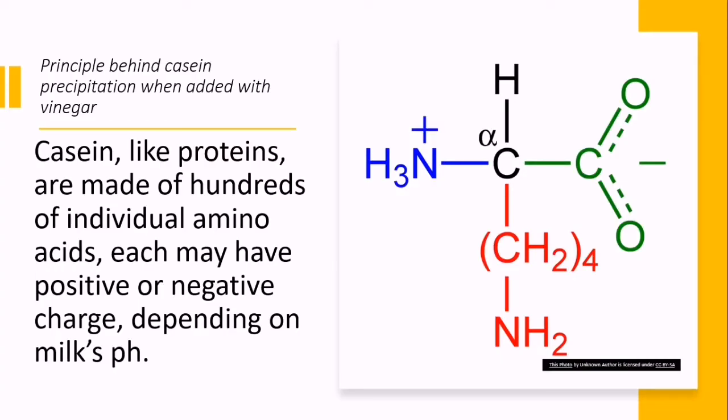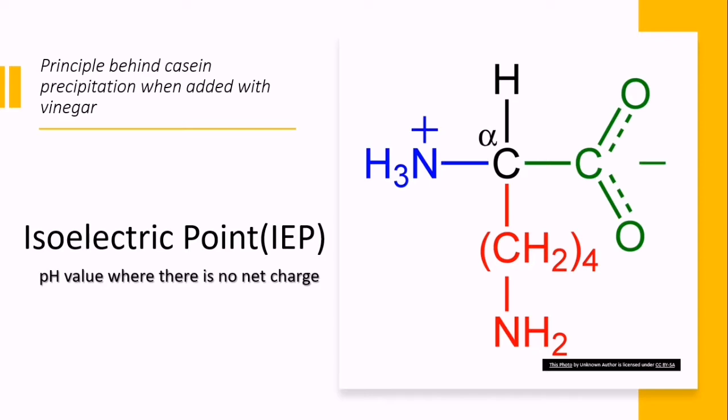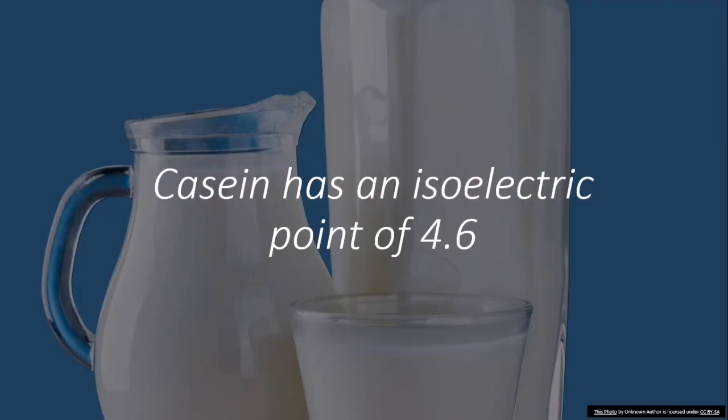Casein-like proteins are made of amino acids that may have positive or negative charge, depending on milk's pH. At some pH, these charges will be in balance, giving a net charge of 0. This pH value is known as the isoelectric point or IEP and is generally the pH at which the protein is least soluble. Casein has an IEP of 4.6.